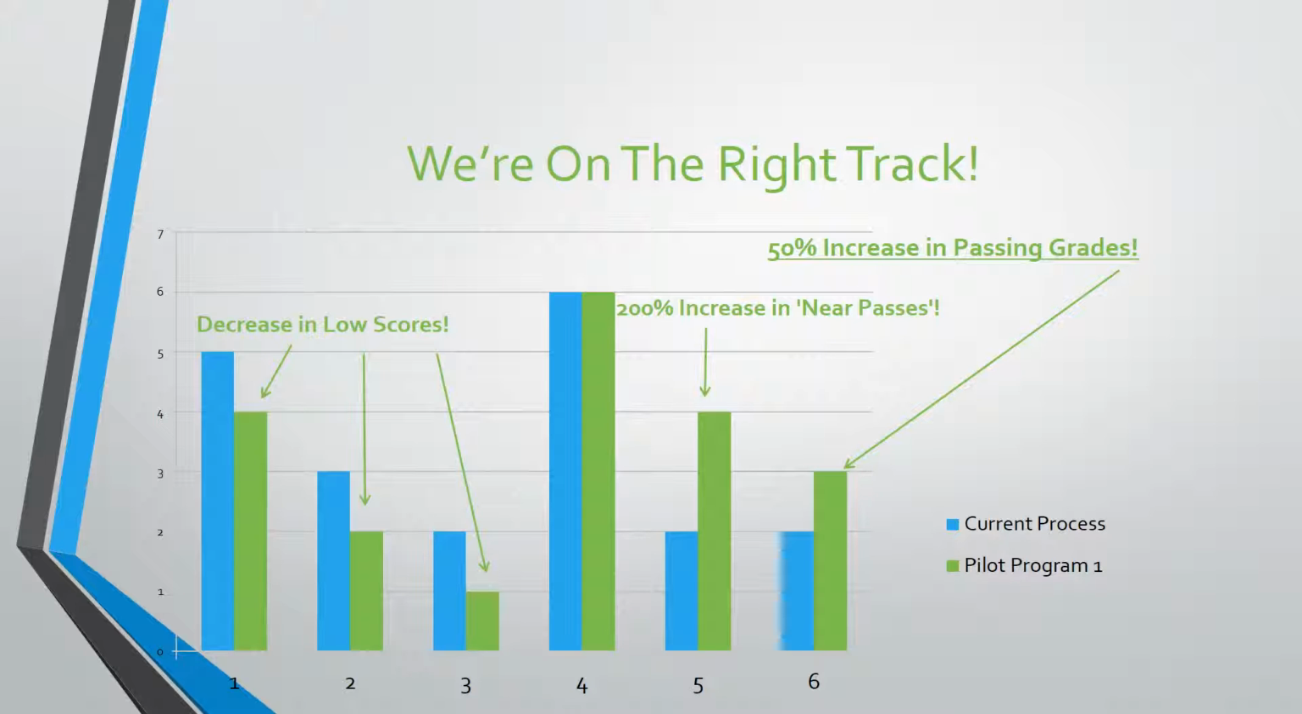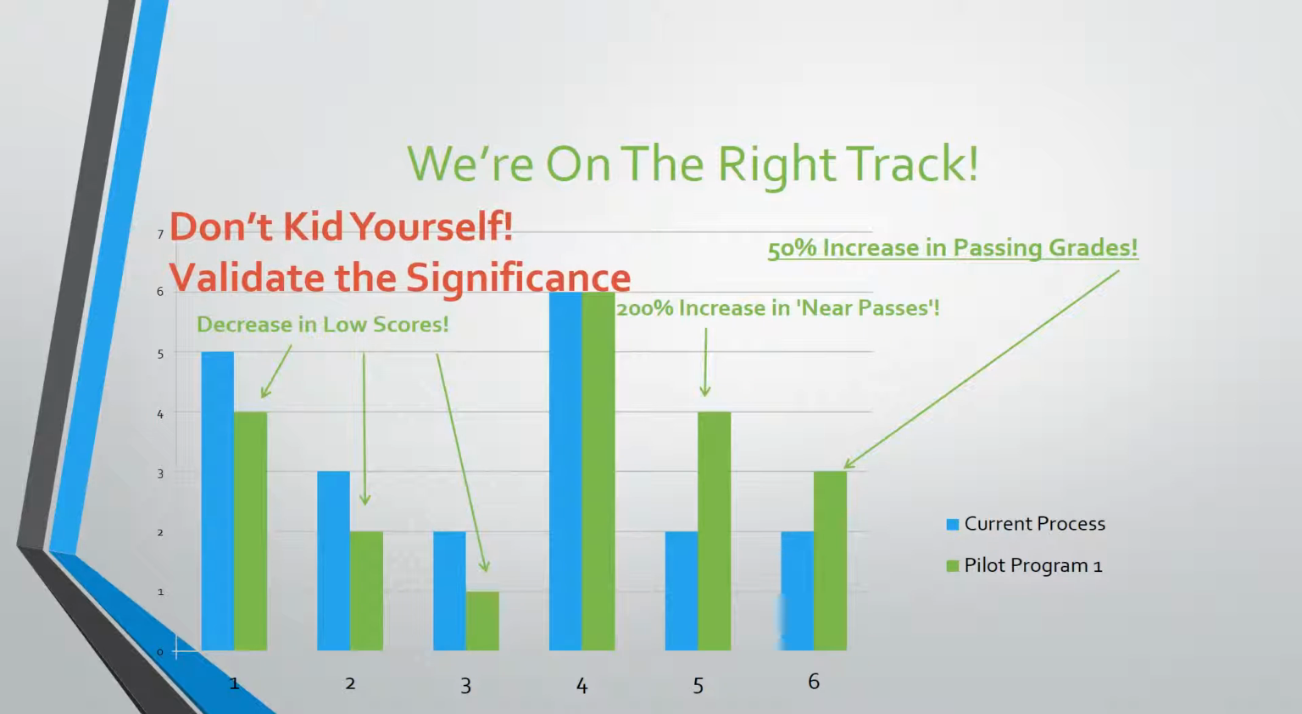The green represents the pilot programs. You can see there was a 50% increase in passing grades. There was a 200% increase in near passes. You see all of the low scores went down. So it seems like we're on the right track. Using the left hand instead of the right hand apparently gets you higher scores when you roll the dice. Probably not. Don't kid yourself.